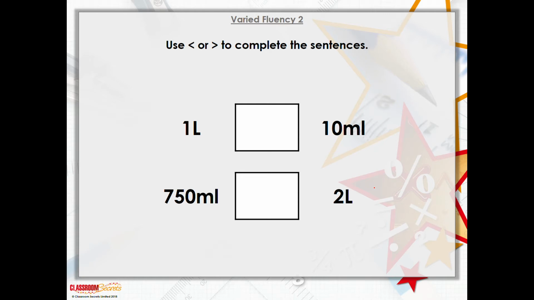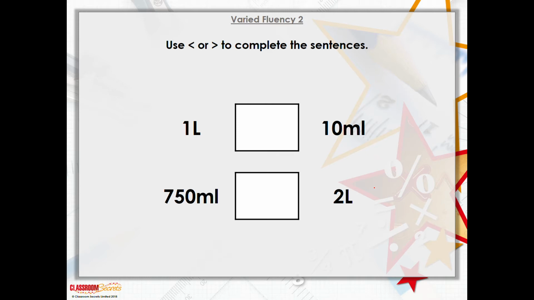So using your less than or greater than to compare these sentences. So 1 litre, is that less than or greater than 10 millilitres? Okay, so have a little think. So 1 litre, think how many millilitres is 1 litre? Is that more than or less than 10 millilitres? And have a think, can you write down, if you've got pen and paper there, or just draw with your finger which sign needs to go in there. Okay, and then doing the same with the next one.